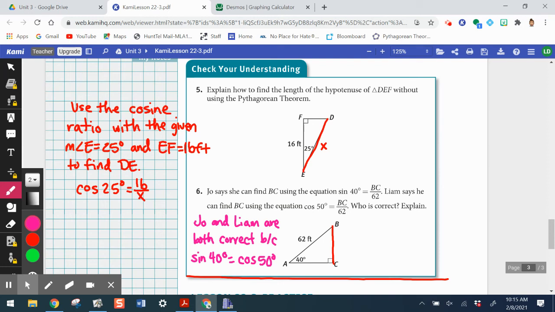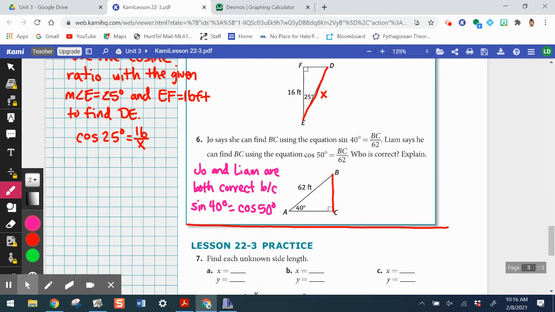measure of angle E, 25 degrees, and EF being 16 feet to find the length of DE. Because if I'm looking at angle E, EF is my adjacent side and DE is my hypotenuse. So I could set up the equation cosine of 25 equals 16 over x. Now they didn't actually want us to solve, but of course you're more than welcome to. Then item 6, again, notice there's no solving here.